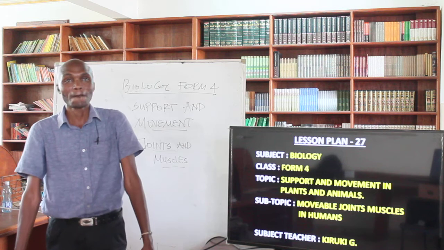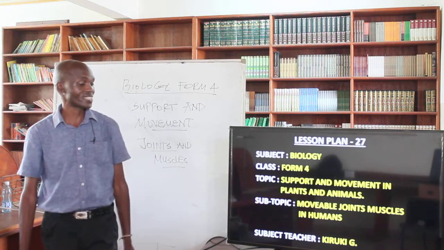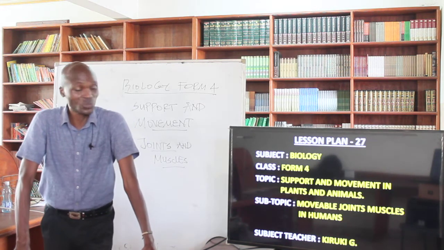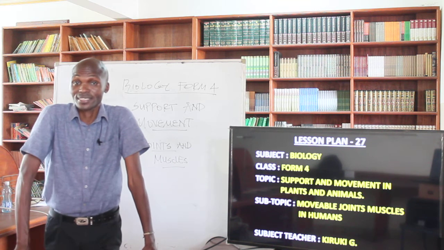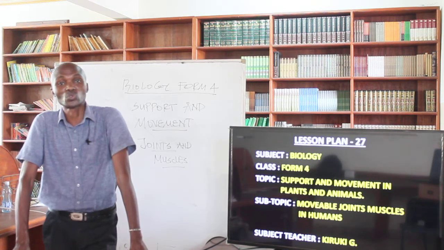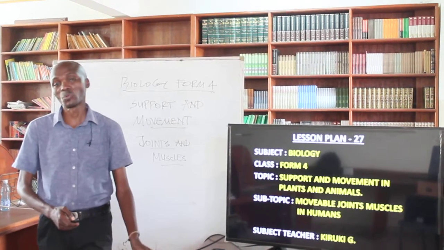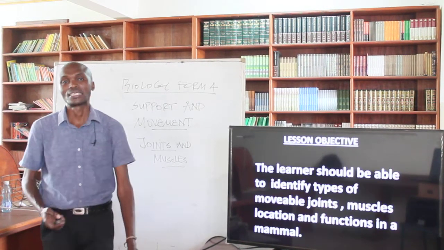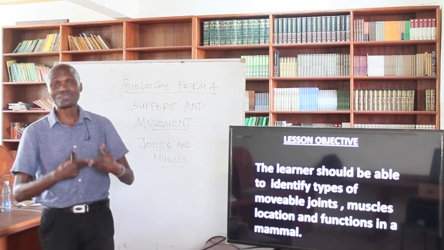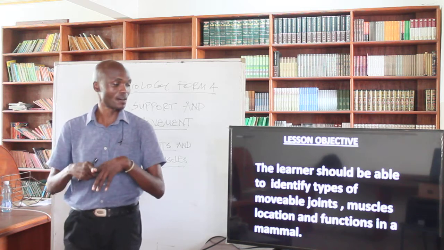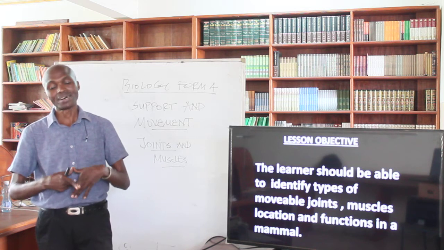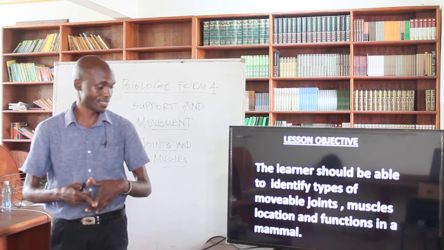This is our 27th lesson, biology for the Form 4 class. Since the topic is support and movement in animals, in today's lesson we are going to discuss joints, different types of joints, their functions and their structures. And lastly, we should be able to discuss muscles in humans, their structure and functions. By the end of the lesson, we should be able to identify different types of joints and muscles, their location, and functions in the mammal. But we are more interested in the human body.